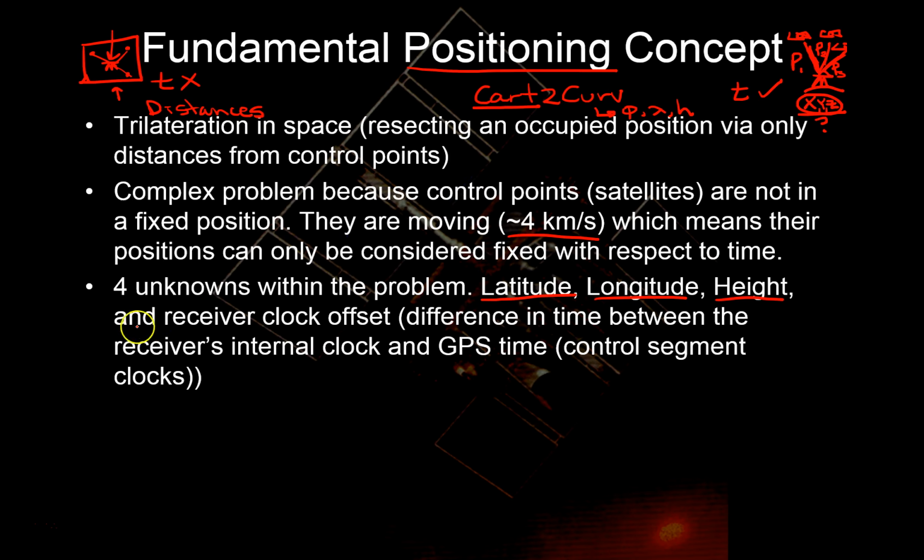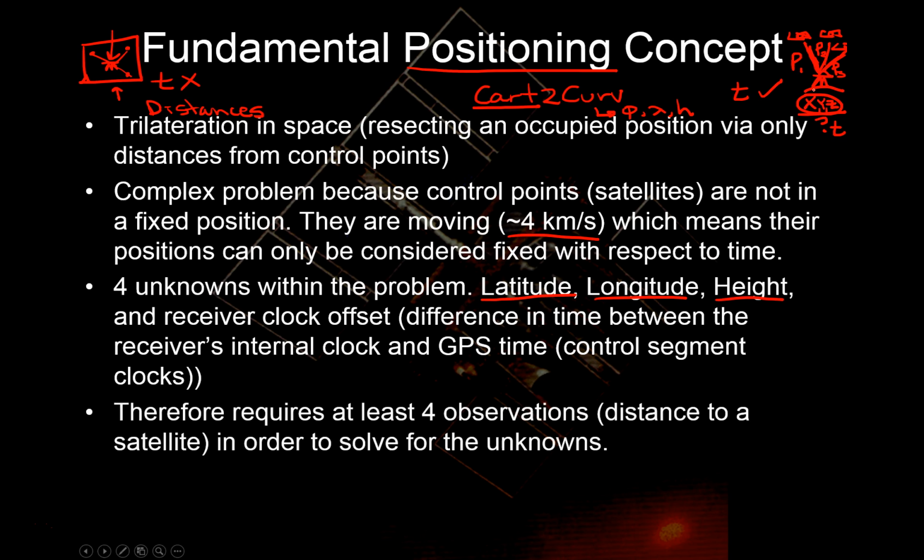As well as there's this time unknown, which is called the receiver clock offset, and we'll explain a little bit more as to what that actually means coming up here in a little bit. But basically, you can consider it as X, Y, Z, and T. Those are the 4 unknowns. X, Y, Z, and time is really what we're trying to determine with GPS.